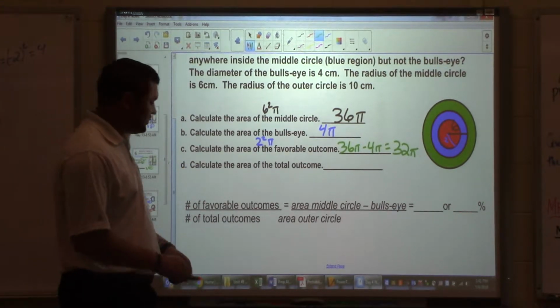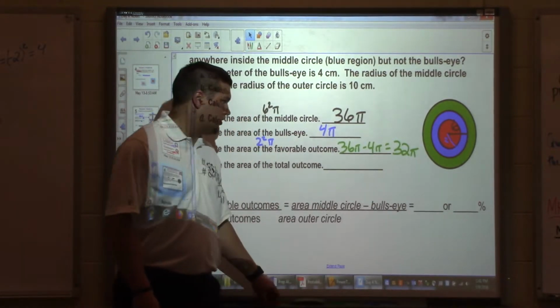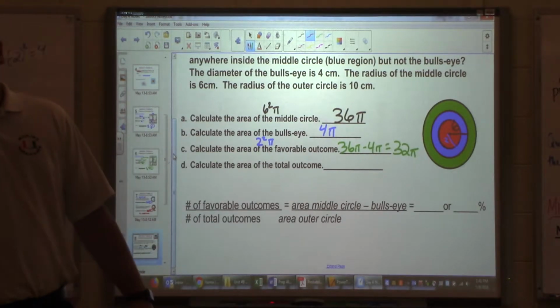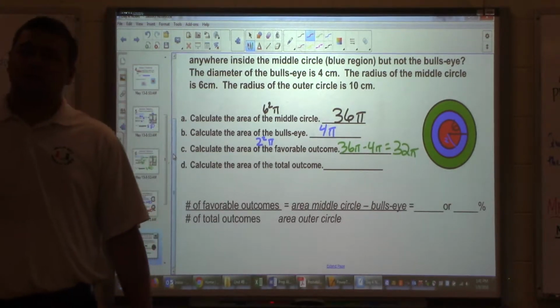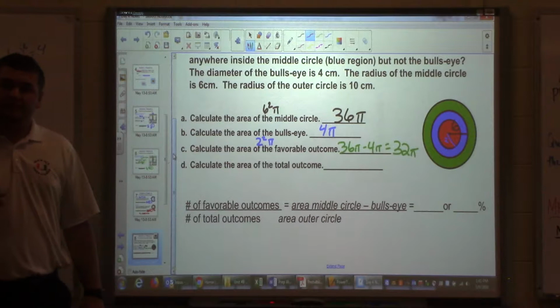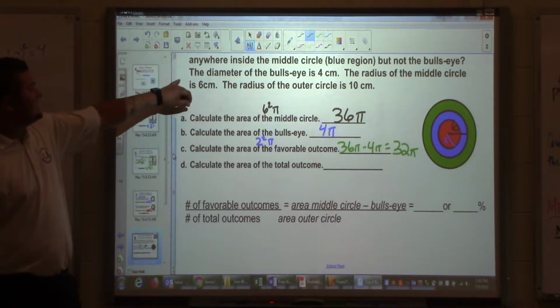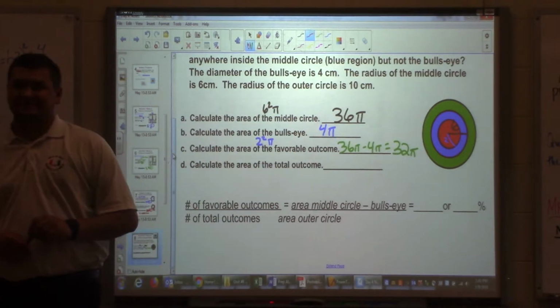Calculate the area of the total outcome, or of the whole thing. The whole big circle. How do I do that? Aaliyah, why did you do the radius of the bullseye as squared when it says 4? It says the diameter is 4. Oh, right, okay.